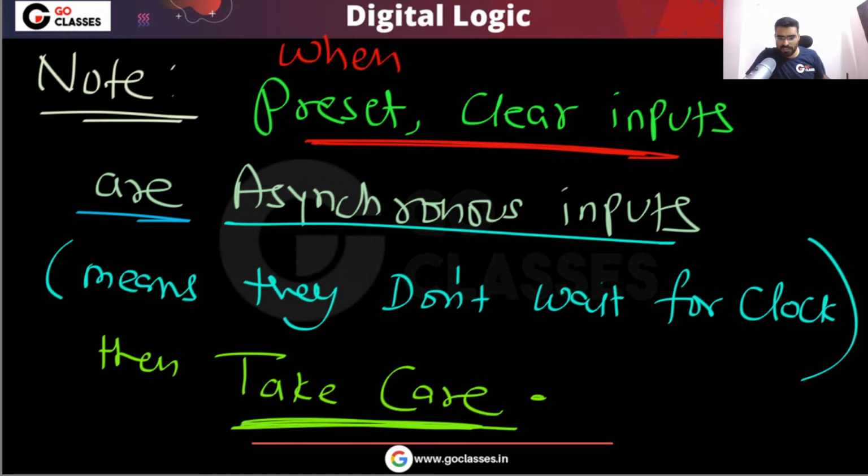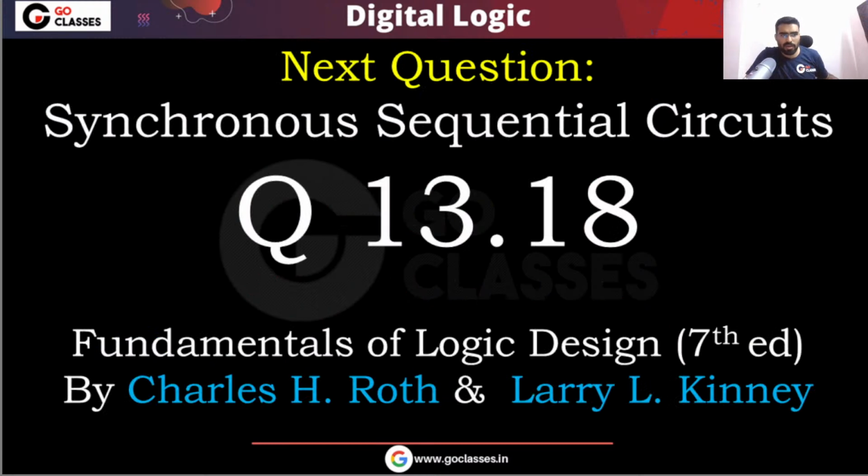Now let's see this question. So tell me, what is the answer? Let's see this question number 13.18. This is a question from Fundamentals of Logic Design by Charles Roth. So this question is there.